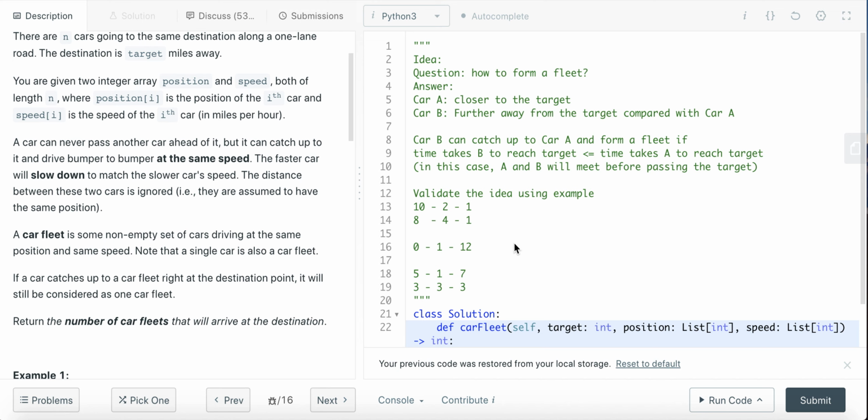Remember, suppose we have two cars. Car A is closer to the target, and car B is further away from the target. Car B can catch up to car A and form a fleet if the time it takes B to reach the target is less than or equal to the time it takes A to reach the target.